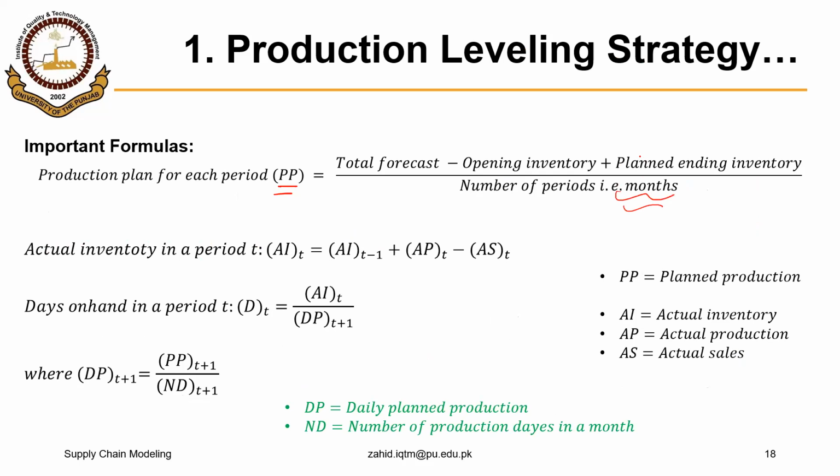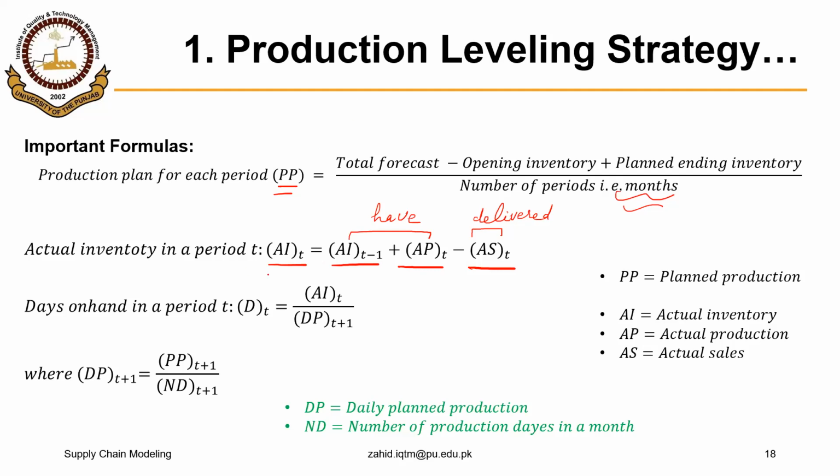Actual inventory in a period or in a month T will be equal to actual inventory in the previous period, period T minus 1, plus actual production in this period T, minus actual sales in this period. So these two quantities are showing the amount of inventory that you are having. This is something that you have, minus this is something that you have delivered. So the net is the actual inventory at the end of period T: previous period's inventory plus this period's production minus this period's sales.